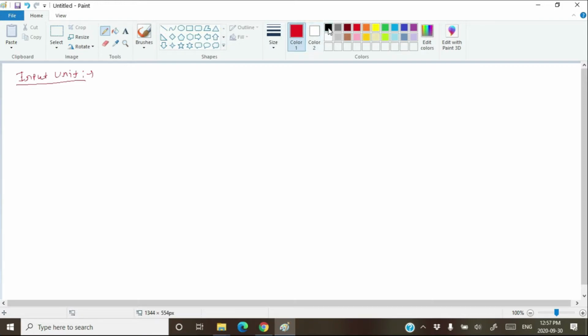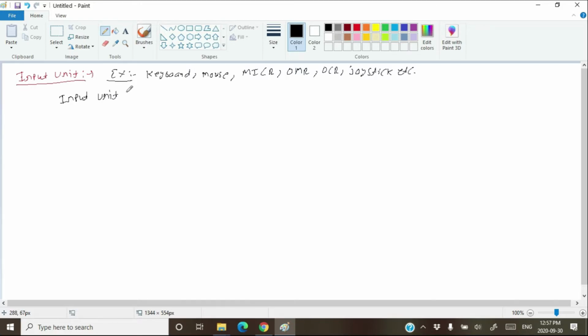A few examples of the input unit are keyboard, mouse, MICR, magnetic ink character reader, OMR, optical mark reader, OCR, optical character reader, joystick, etc. are the input units. Okay, the input unit is responsible for taking input and converting the input into the computer understandable form.